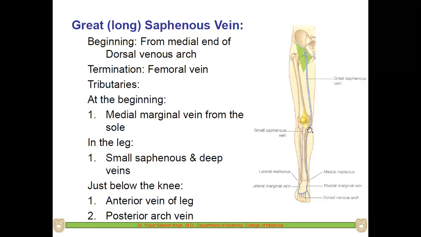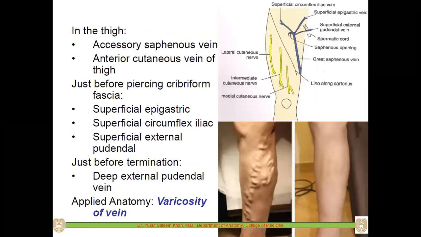The small saphenous vein as well as the deep vein will also open through something called the perforating veins. And just below the knee, we can see there will be the anterior vein of the leg and the posterior arch vein. All will open into the great saphenous vein. So all these are the tributaries of the great saphenous vein.